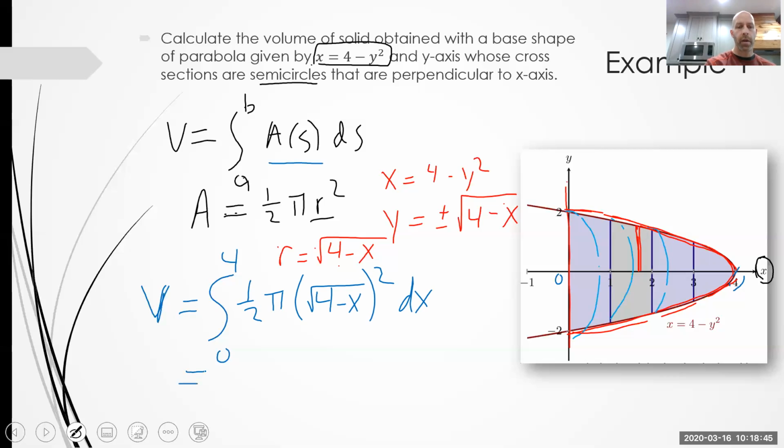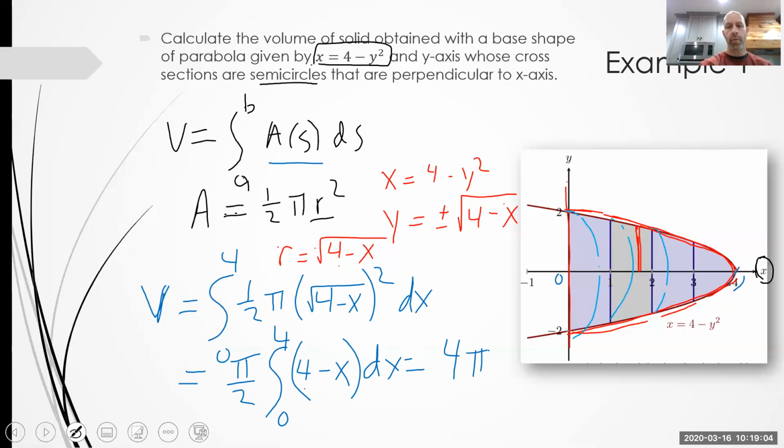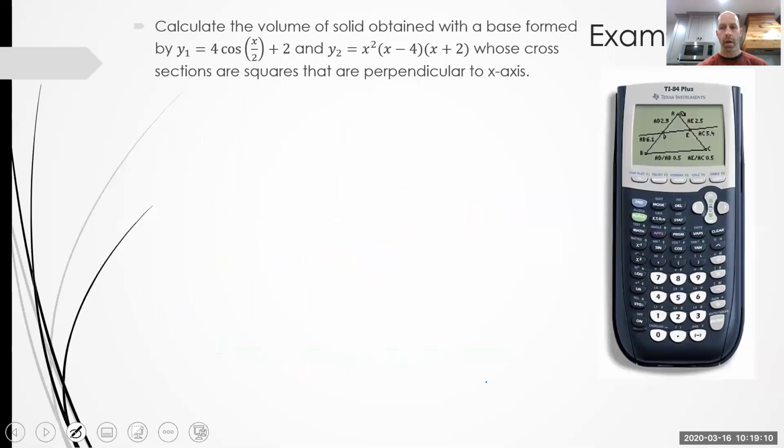You can clean this up a little bit, so I'm going to end up with a pi over 2, which is a constant on the outside. We're still integrating from 0 to 4. When we square the square root, we're going to get 4 minus x dx. And then I'll let you do the integral of this. The final answer turns out to be 4 pi, exactly. So that's example number 1.